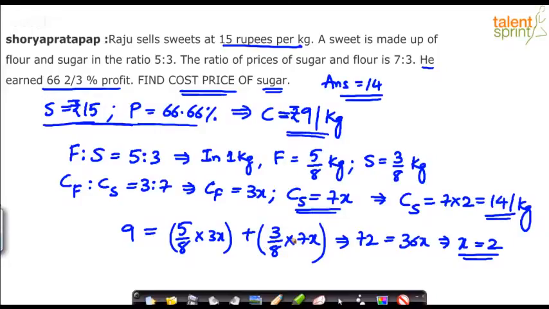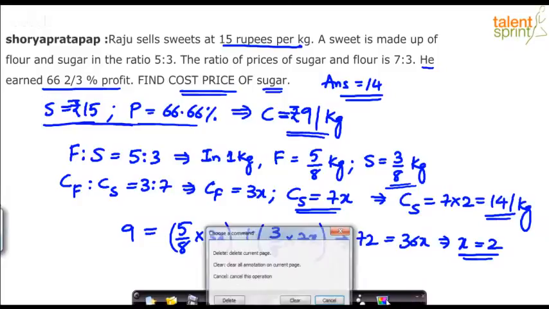It depends on the answer options. Are you able to follow? If the cost of sugar is in rupees per kg, the answer should be 14. If it's asking out of 9 rupees how much you have spent, then you have to take 3 by 8 into 7x, which is 3 by 8 into 14. Because it is 14 rupees per kg, but I am using only 3/8 of a kg of sugar. So 3 by 8 into 14 should be the answer. Okay. Moving on to the next question.